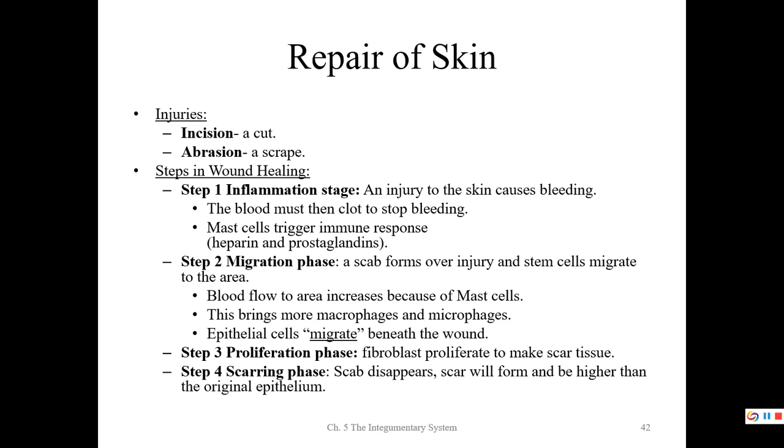Then there's a proliferation phase. This is where fibroblasts proliferate to make scar tissue. Then there's a scarring phase. Your scab disappears, but a scar will be present. It will be higher than the original epithelium usually. There'll be a raised scar. All right.